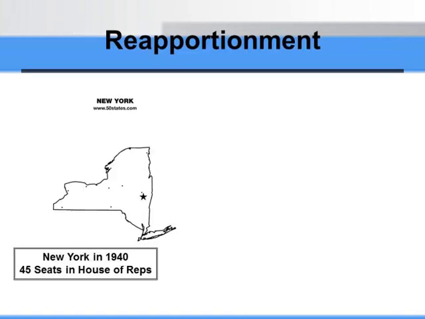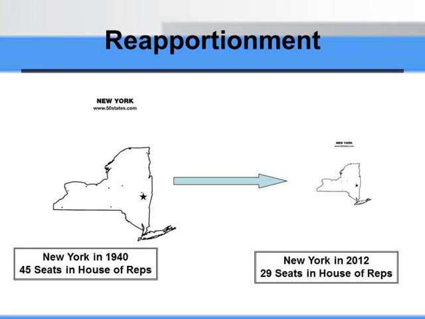When we look at the reapportionment process in relation to New York, in 1940, New York was one of the largest states in the Union with 45 seats in the United States House of Representatives. People have been moving out of New York to different places in the country. Other parts of the country have been growing faster than New York. So in 2012, New York only had 29 seats in the United States House of Representatives.